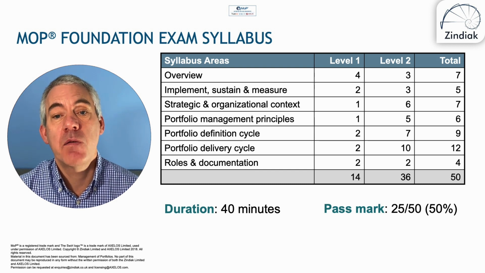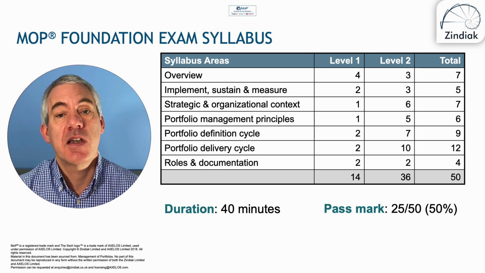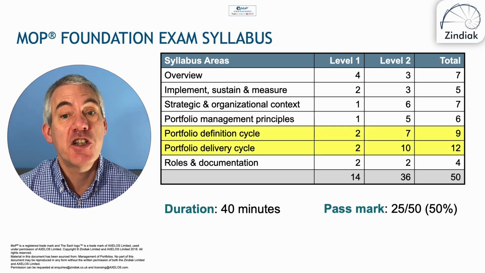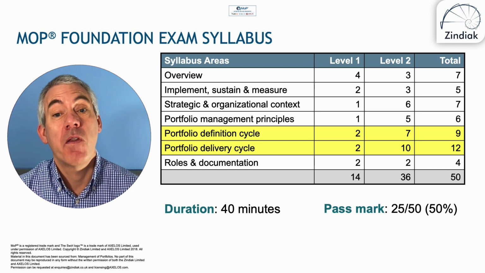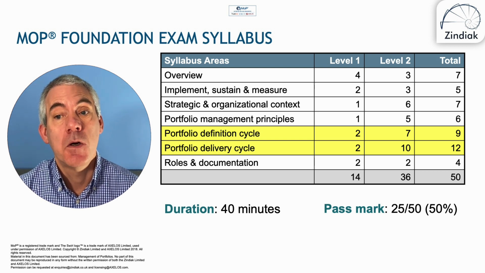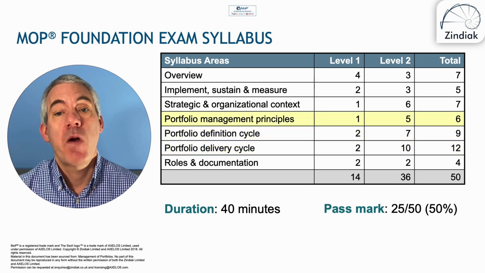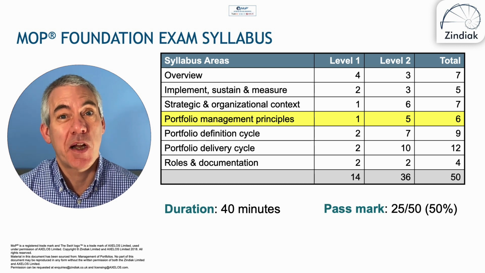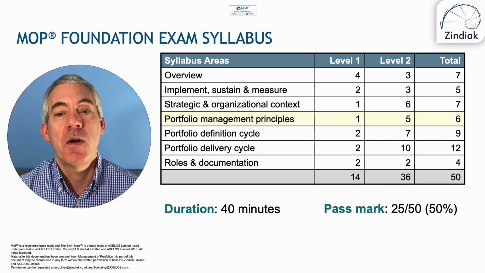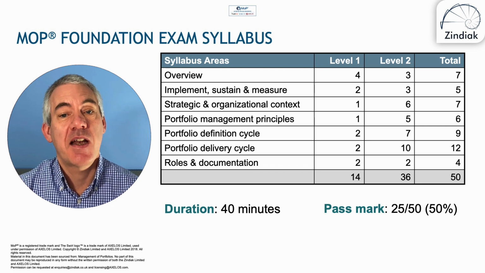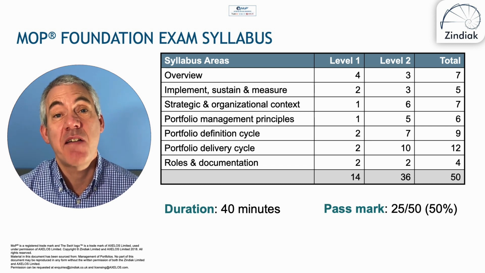The breakdown, the focus of the exam, you can see there, is on the portfolio definition cycle and even more so on the portfolio delivery cycle. So 9 questions and 12 questions on those two areas. The rest, portfolio management principles, as you would expect from an Axelos qualification. We always have the principles that we need to follow. And then the strategic and organisational context, implement, sustain and measure, roles and documentation, and 7 questions just on the overview. So we'll cover all those areas in the training course.